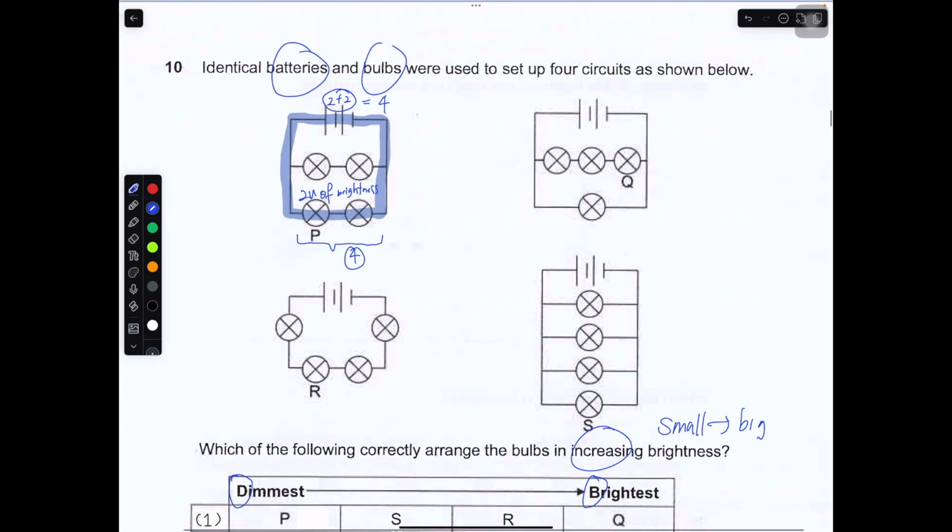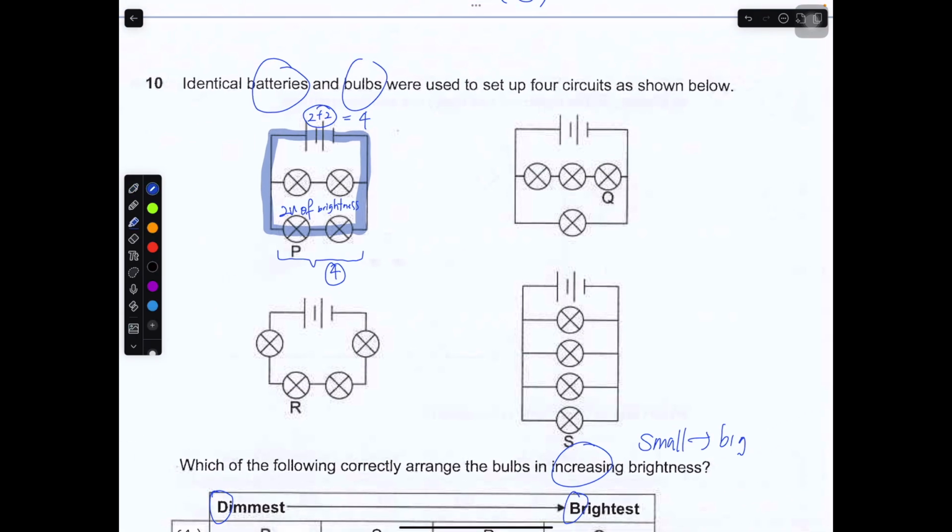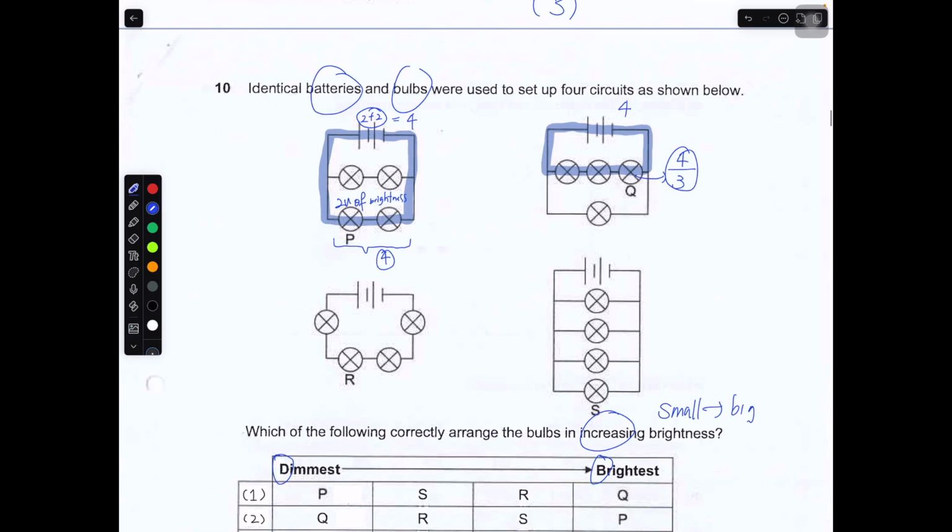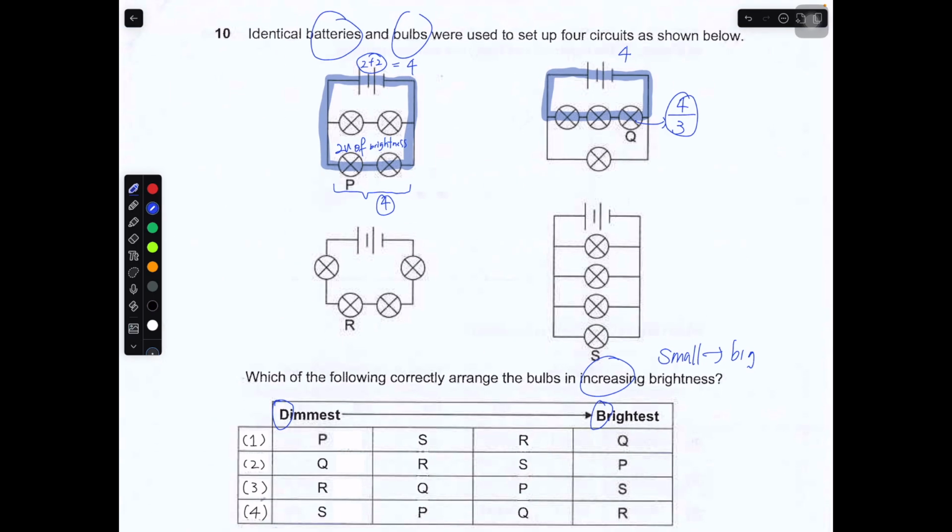Now we move on to Q. Same thing, electricity flows through Q in this manner. So it is still the same 4 units, but this is divided by 3. Each light bulb will have total power of 4 divided by the number of bulbs, which is 3. So each bulb will shine with 4/3 units of brightness. And you move on to R.